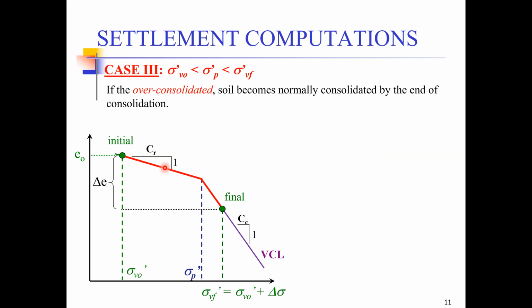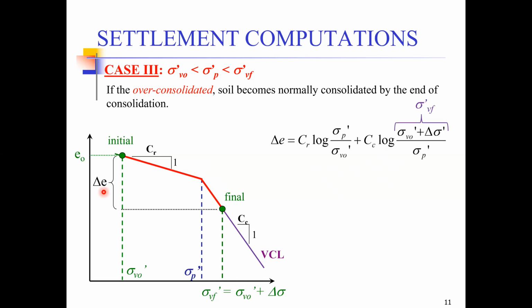It is very easy to determine delta E. What we can do is determine delta E for this zone separately by using the same technique that we have used in the previous slides. And we can again determine delta E for this zone separately by using the same philosophy. So we determine delta E in this zone, let's call it E1, and in this zone E2, add these two up, and we can determine total delta E. We can do this by using this equation.